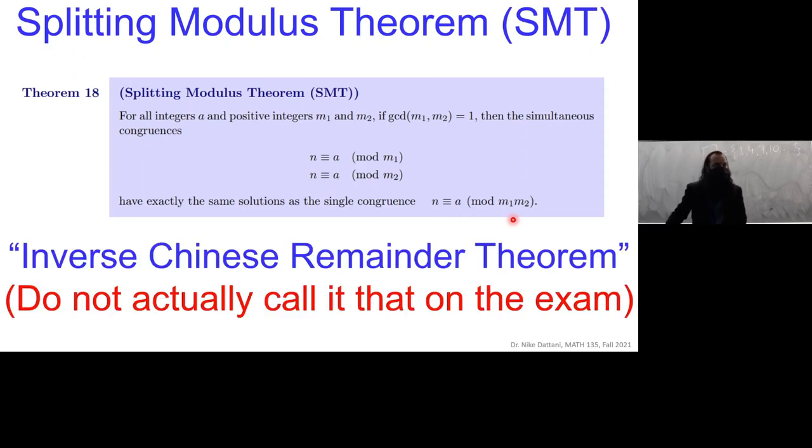Okay? Inverse Chinese remainder theorem. Don't call it that on the exam. Call it the splitting modulus theorem. But basically, it looks very similar to the Chinese remainder theorem. We have GCD of M1 and M2 equals 1. Then we have n is congruent to a mod M1, n is congruent to a mod M2. Solving that is equivalent to solving this, okay?